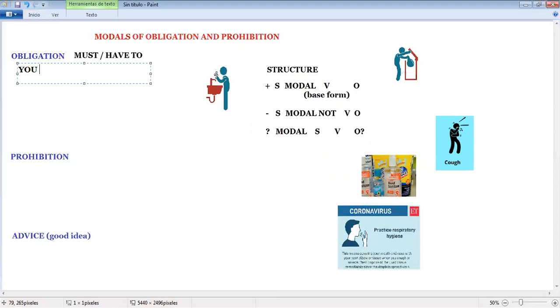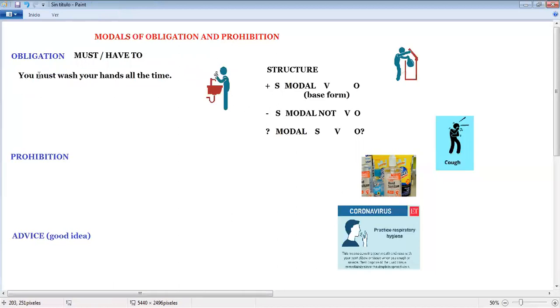So I can say, you must wash your hands all the time. Estoy diciendo, tú debes lavarte las manos todo el tiempo. Must, in Spanish, is the verb, right? You must wash. Don't forget, one more time, this is my structure: I have my subject, you, the modal, must, the verb is wash, and the object, your hands, all the time.